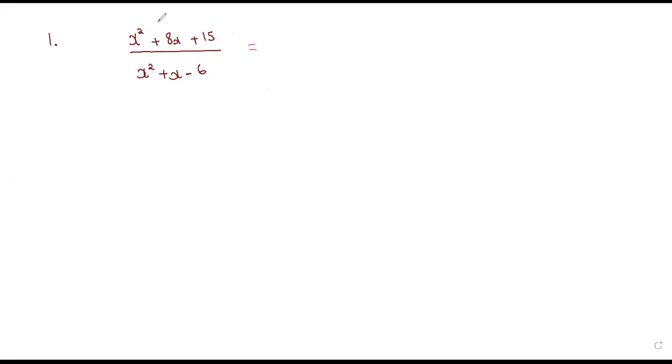We have to do the middle term breaking in both numerator and denominator. So what would it be? 3 into 5 is 15, so we can write it as x squared plus 3x plus 5x plus 15. And for the denominator, we have x squared and minus 6. How should we break down the middle term? Plus 3x and minus 2x, because when we multiply these two, we get minus 6x squared, and when we add them, we get x only.